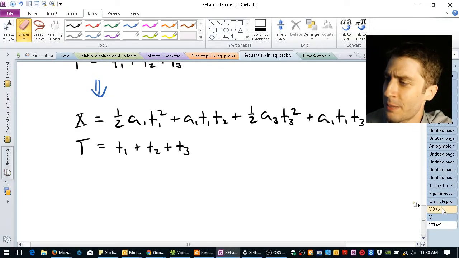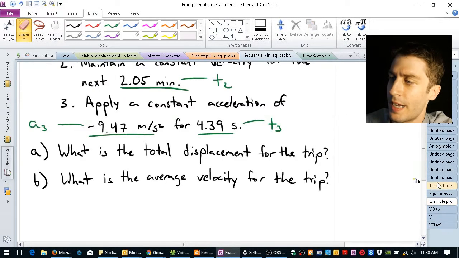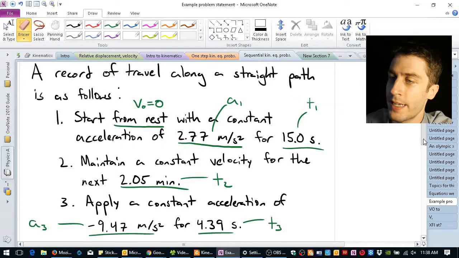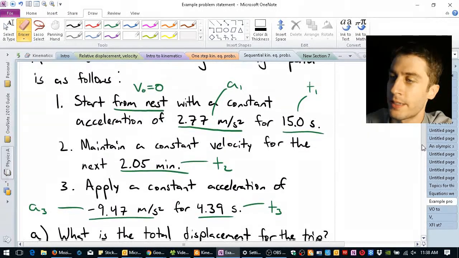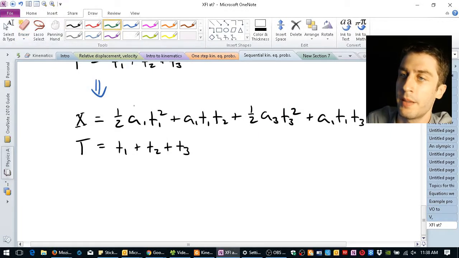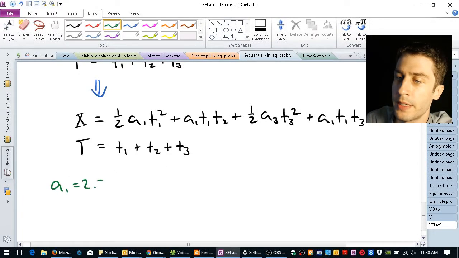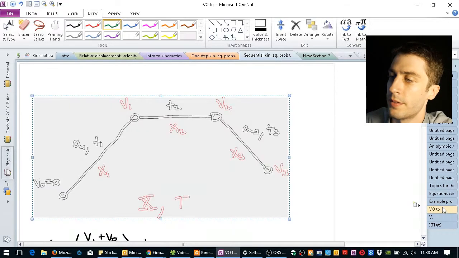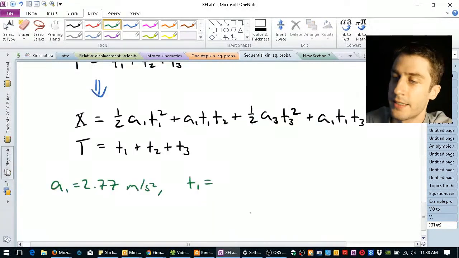So let's take a look back at our problem statement. We had A1 equals 2.77 meters per second squared and T1 equals 15 seconds. Let's write those down. I'll still put them in green. So A1 equals 2.77 meters per second squared. T1 is equal to, I've already forgotten, 15 seconds. Don't forget your units in this case.